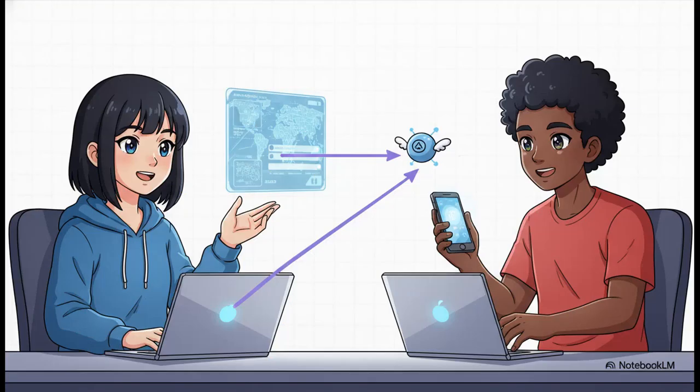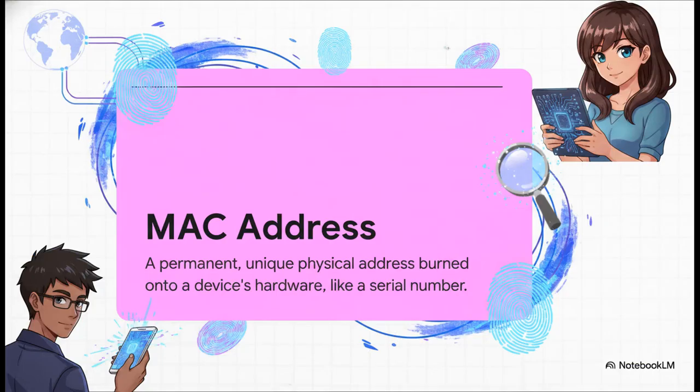Okay, but for any of these devices to actually talk to each other, even inside your own little house, they need to know two things: who they are and where they are. They need addresses, just like sending a letter through the mail. First up, every single device has what's called a MAC address. The best way to think about this is like a fingerprint or a serial number.